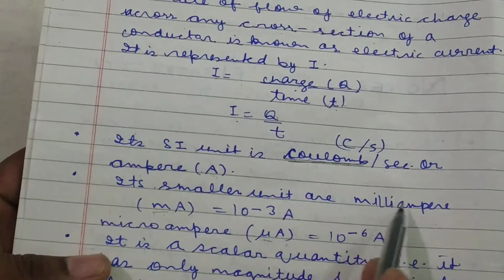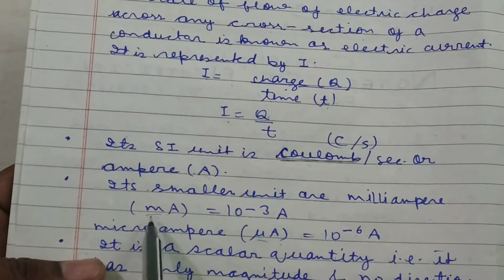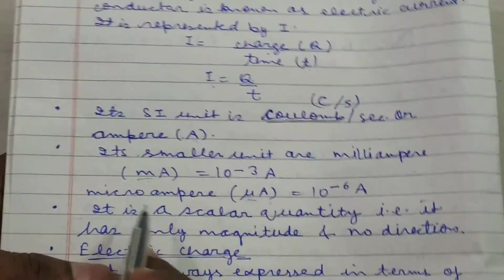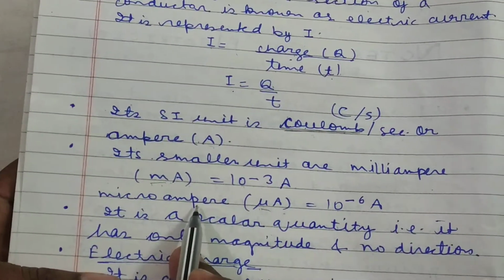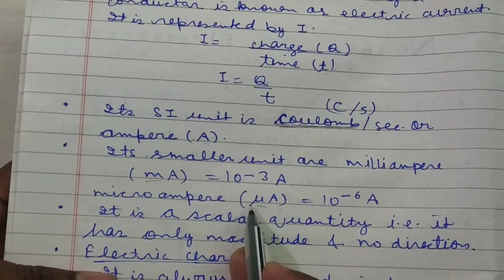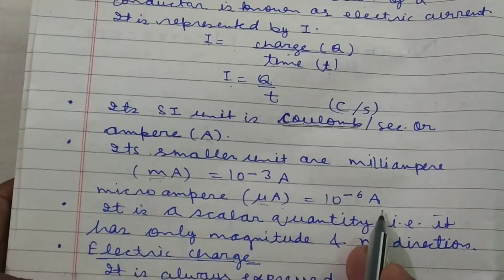Its smaller units of current are milliampere. Milliampere is always written as small m capital A, which is 10 to the power minus 3 ampere. Microampere is another much smaller unit than milliampere, mu A. Mu is the symbol for micro, which is equal to 10 raised to the power minus 6 ampere.